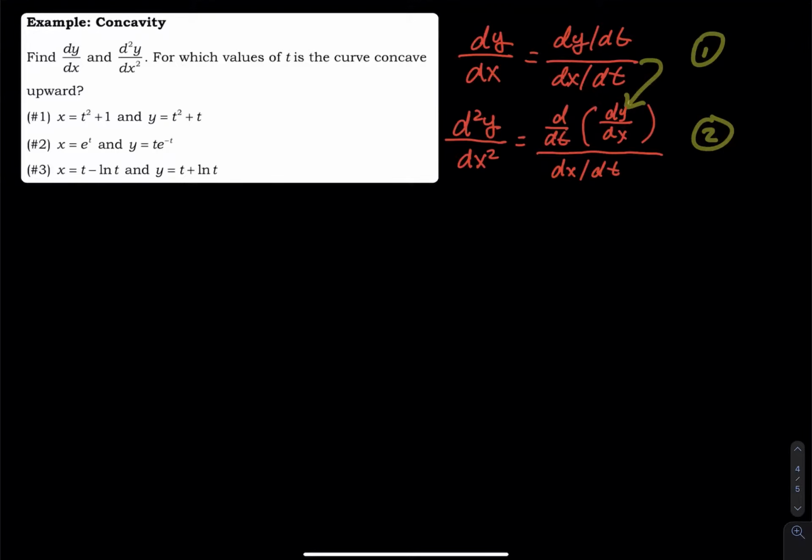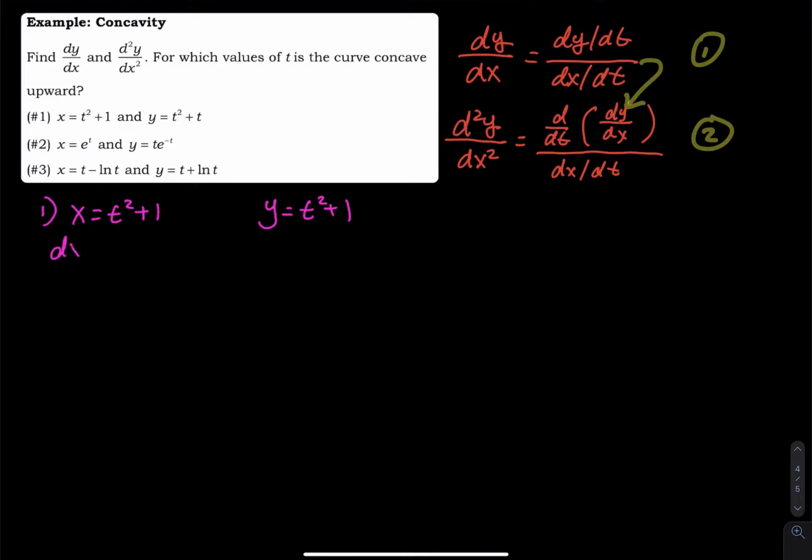So the first problem we have, number 1, we have x equals t squared plus 1 and y equals t squared plus 1. So for concavity, we have to find the second derivative, and they also ask for which value of t the curve is concave up. Concave up means the second derivative is positive, and the concave up, concave down stuff is also discussed in part 1. So let's find the derivative.